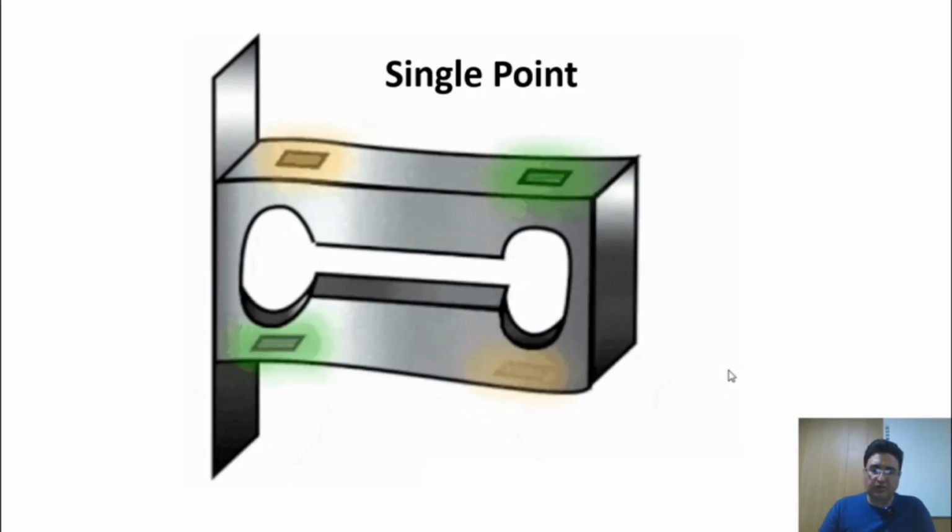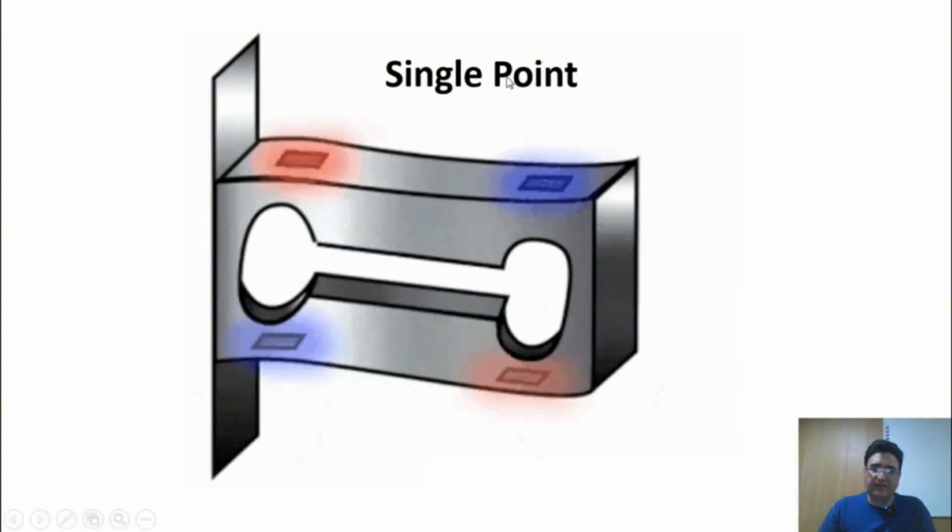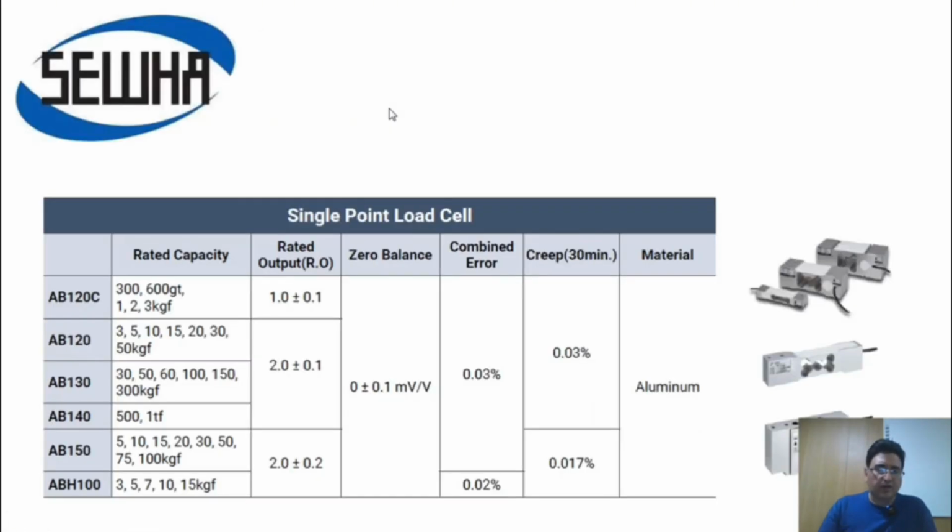The first load cell we're introducing today is the single point load cell. The single point load cell is a compression load cell. Well, in the SEWHA brand, single point load cells start with the letters AB. That means models like AB120C, AB120, AB130, AB140, AB250, and ABH100, all of these are single point load cells.